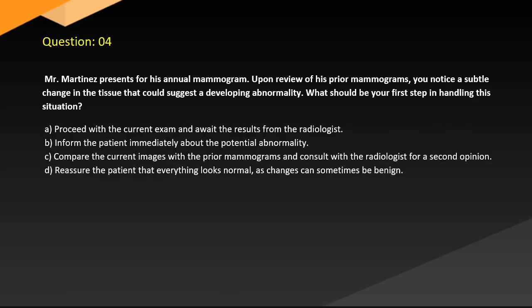Question 4. Mr. Martinez presents for his annual mammogram. Upon review of his prior mammograms, you notice a subtle change in the tissue that could suggest a developing abnormality. What should be your first step in handling this situation? A. Proceed with the current exam and await the results from the radiologist. B. Inform the patient immediately about the potential abnormality. C. Compare the current images with the prior mammograms and consult with the radiologist for a second opinion. D. Reassure the patient that everything looks normal, as changes can sometimes be benign.